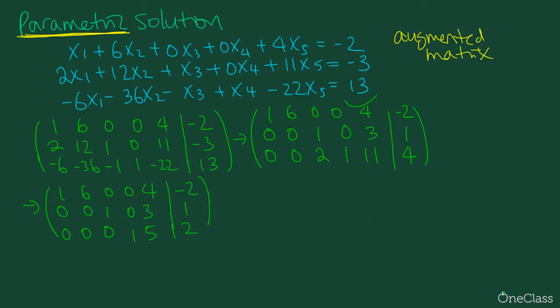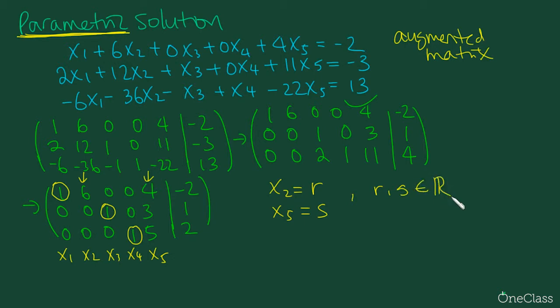So what we do is, this is x1, x2, x3, x4, x5. So here you see 1, and here you see 1, and here you see 1. So whenever you don't see that same thing, then you need to use this column and that column as the parameter. So we say that x2 is going to be, say, r, and x5 is going to be, say, s, where r and s belong to any real number, and then we describe the rest in terms of them.